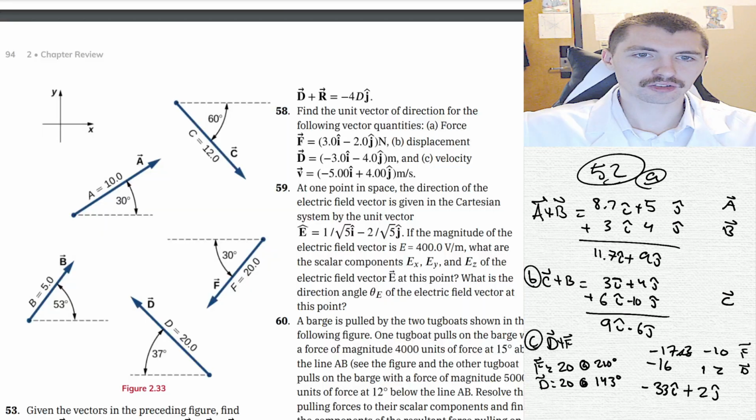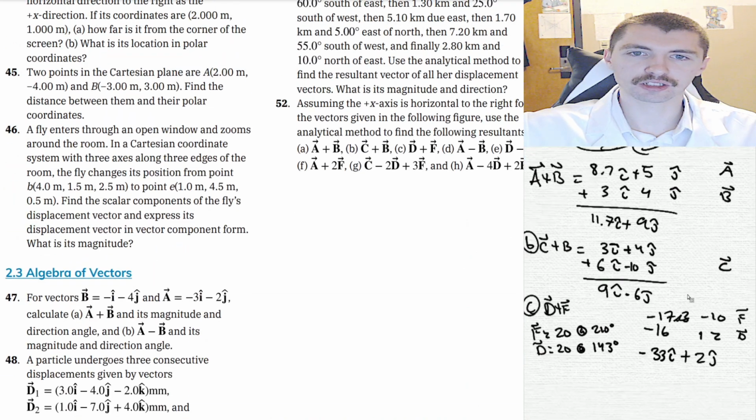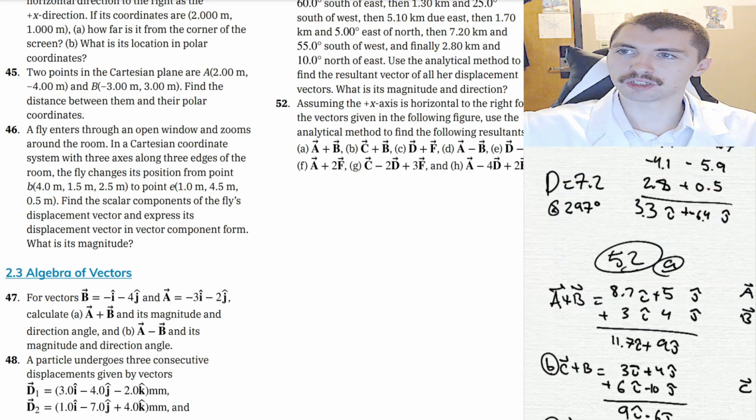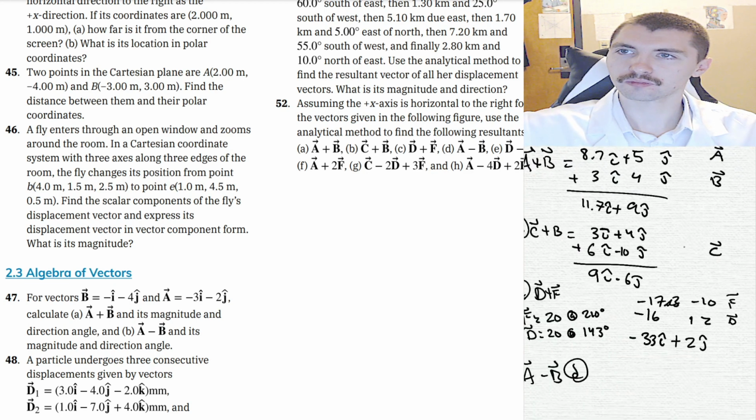Okay, 1 minute. D is A minus B. So that's going to be 8.7, let's say 9. So it's going to be 6I plus 1 plus J.